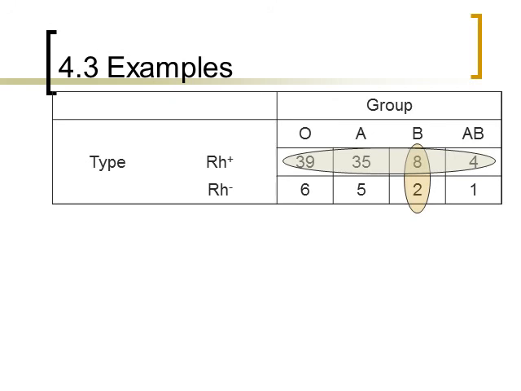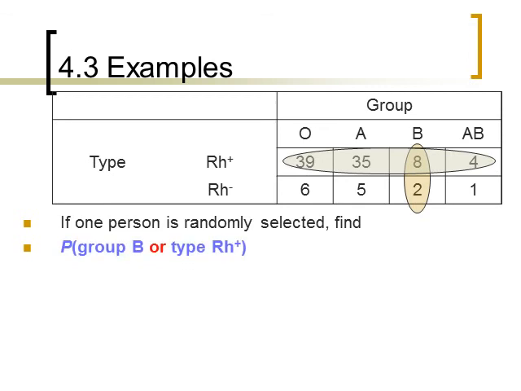Here's another example that corresponds to a table where we have different blood types, and then we have the groups listed as well. So we have Rh positive and Rh negative, and then we have group O, A, B, and AB blood types. And so in this problem, if one person is randomly selected, let's find the probability that the individual is group B or type Rh positive.